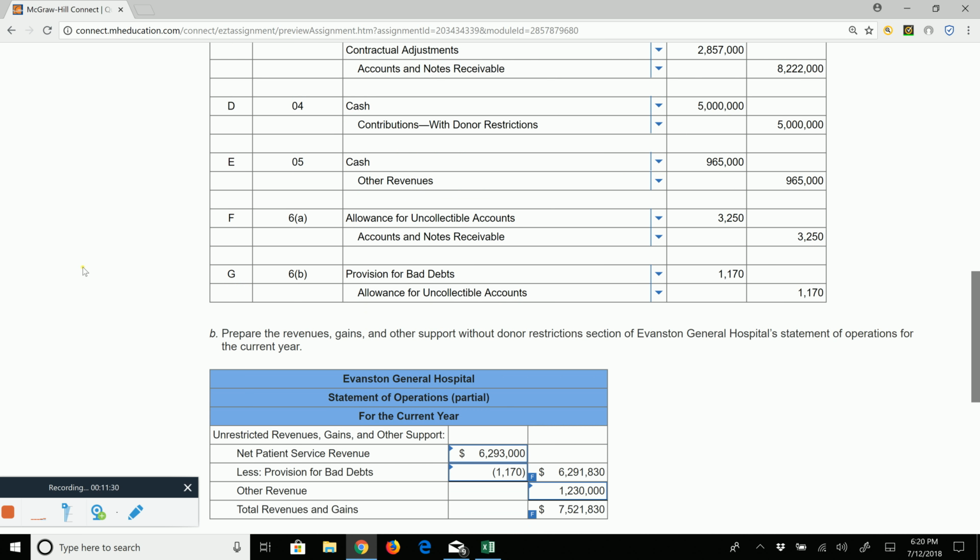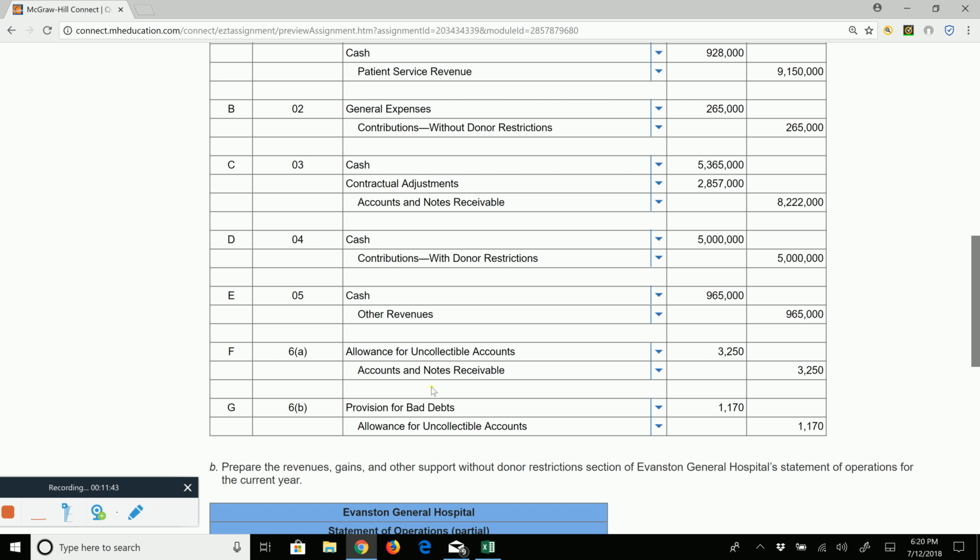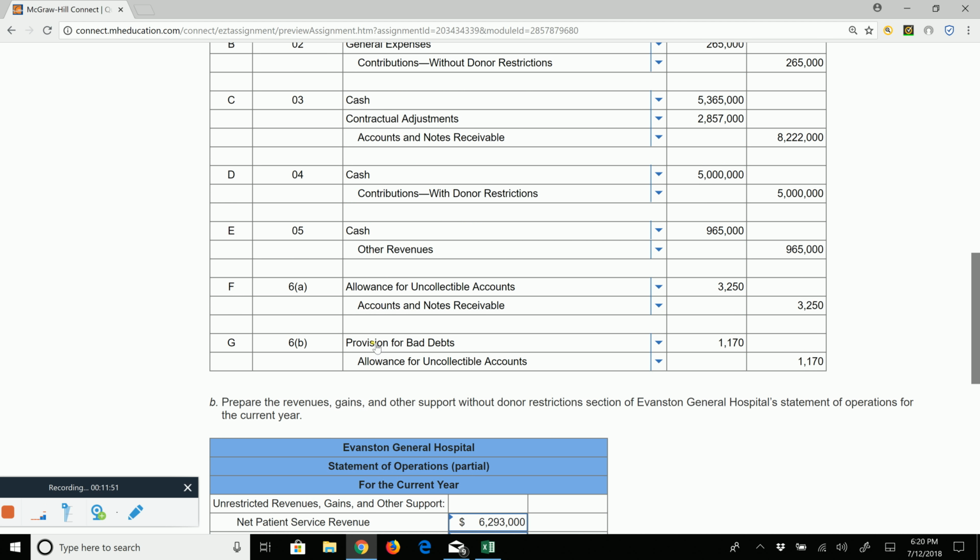And last but not least, number 6, uncollectible accounts totaling $3,250 were written off, and the allowance for uncollectible was increased by $1,170. So 2 things. First, the write-off, debit the allowance for doubtful accounts, credit the receivable, and the new provision for bad debts.